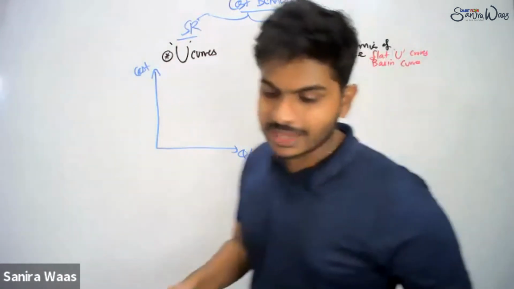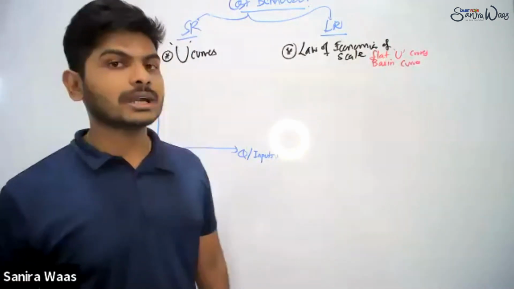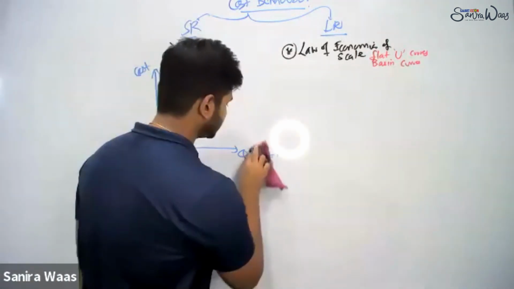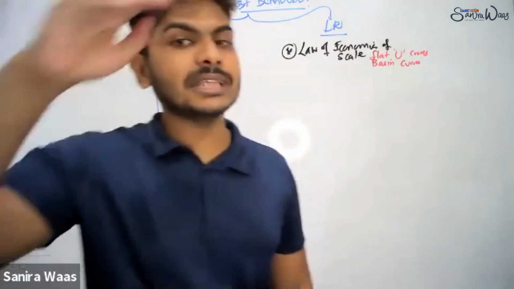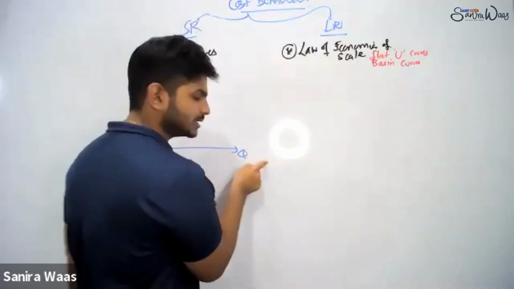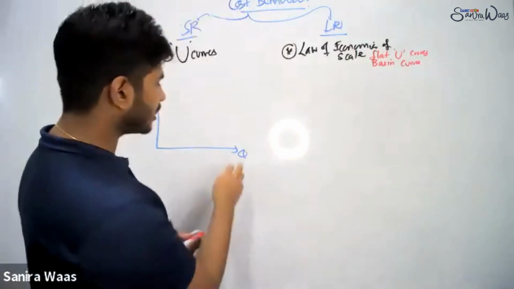Yes, remember, this has to be quantity. Inputs are not discussed here. Here we talk about quantity. When we discuss the law of diminishing marginal returns, we use inputs. But this is more or less outputs. So quantity.